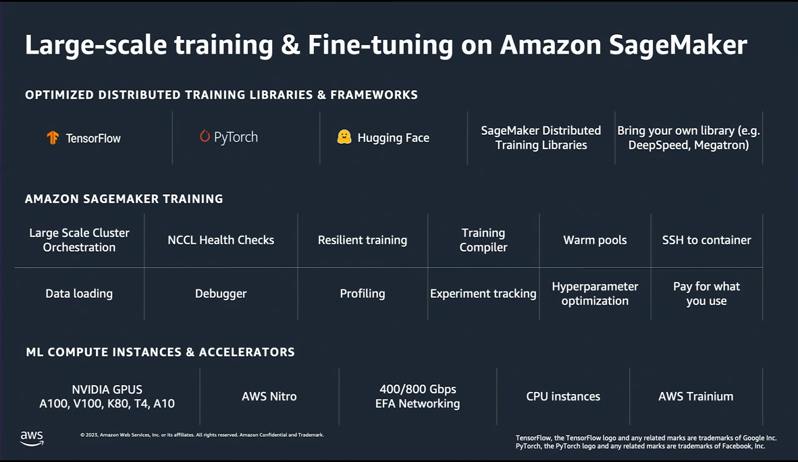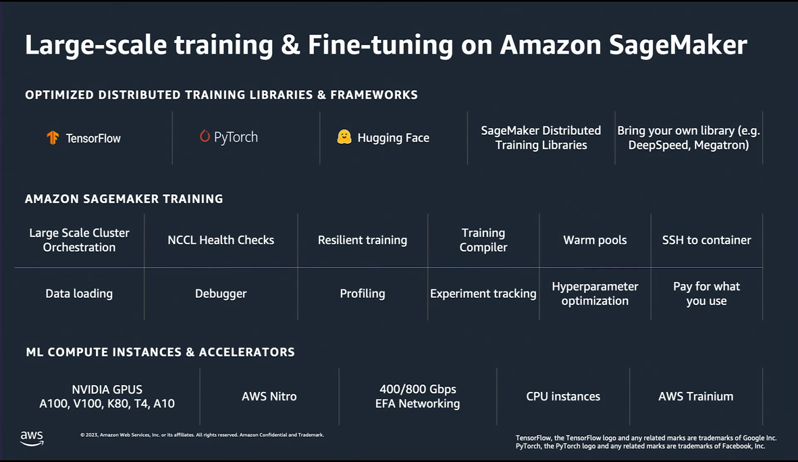On the lower layer, we have infra, where SageMaker gives you access to the latest hardware, including NVIDIA GPUs and AWS Trainium, as well as fast network interconnect between the instances, which is critical for distributed training.